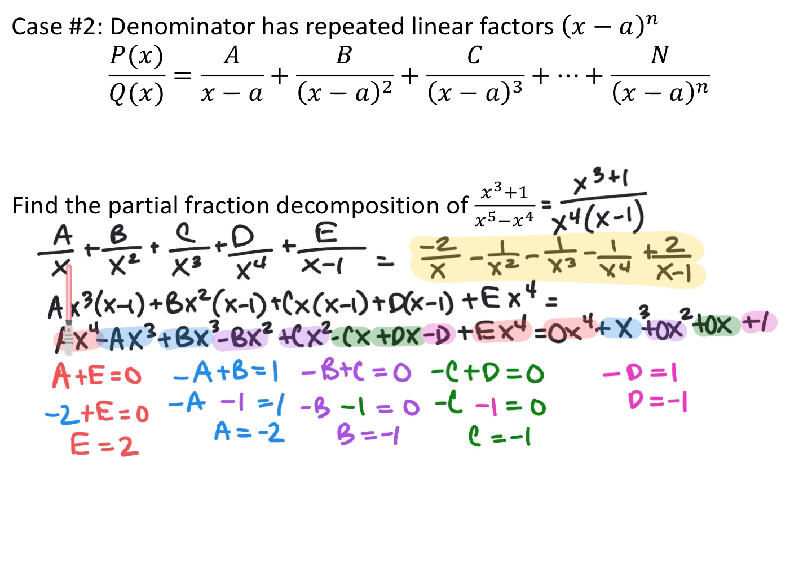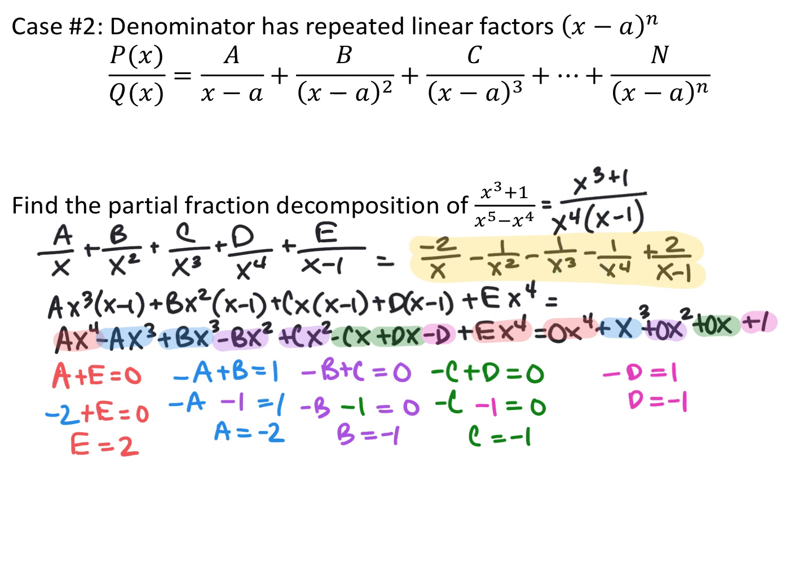So working backwards, the first one already has an x, which means it needs an x cubed and an x minus 1. The second one has an x squared, which means it needs an x squared and an x minus 1. C has an x cubed, which means it needs an x and an x minus 1. D has an x to the 4th, which means it just needs the x minus 1. And then E has the x minus 1, which means it just needs an x to the 4th. So then multiplying everything through, I end up with ax cubed minus ax to the 4th minus ax cubed plus bx cubed minus bx squared plus cx squared minus cx plus dx minus d plus e times x to the 4th. And then that's equal to the original numerator.